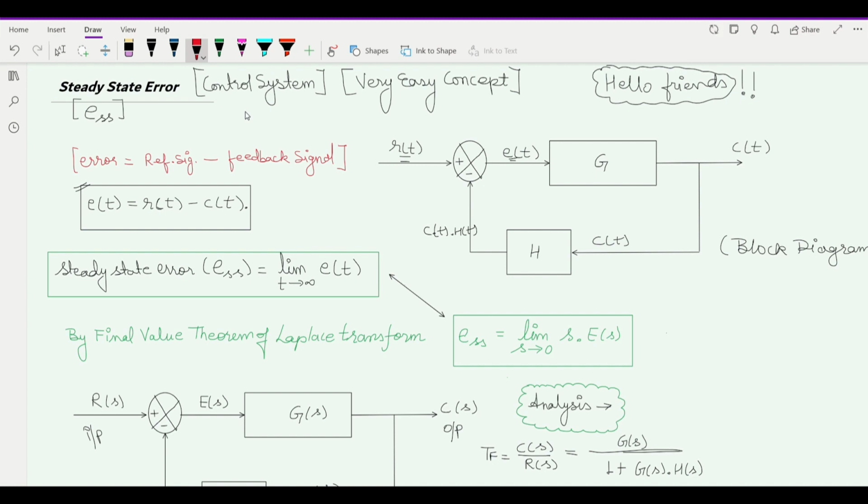So today's topic is from control systems, and the name of the topic is steady state error calculation. The notation for the steady state error is e_ss, and it is a very easy concept. Let's see all the concepts related to the steady state error calculation.